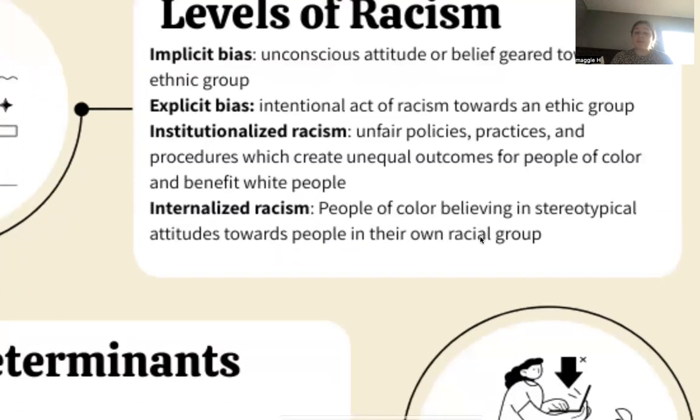And internalized racism would be people of color believing in stereotypical attitudes towards people in their own group. So that would be me saying, because I'm white, I would say, you know, white people are horrible people, they're lazy and whatever else. That would just be me leaning into the stereotype that's already there about white people.